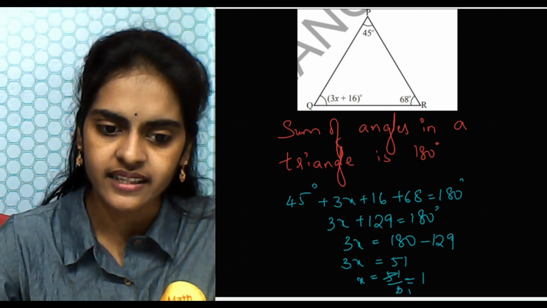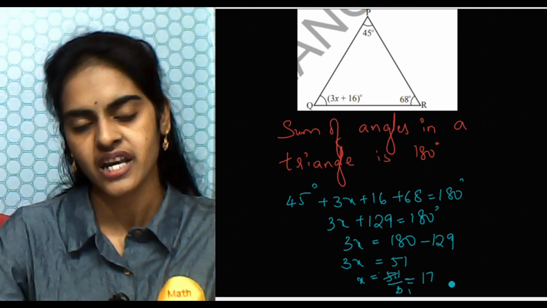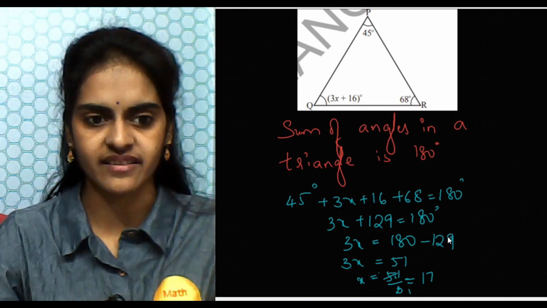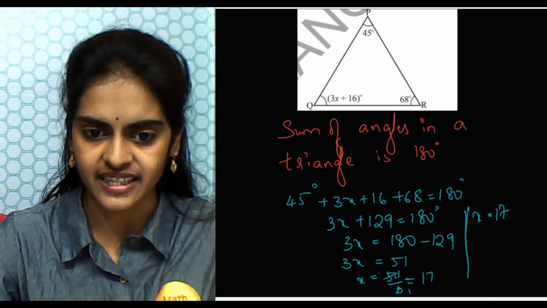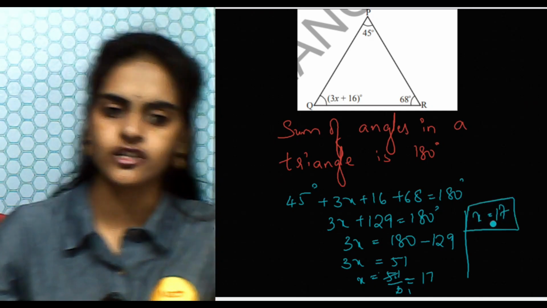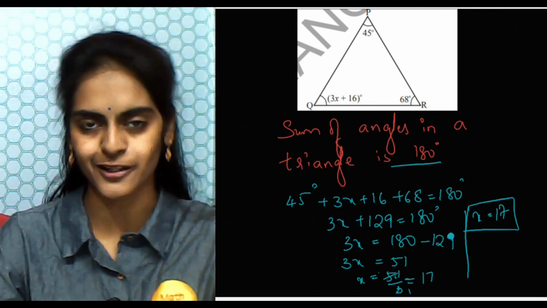Now 51 divided by 3 is what? 3 ones are 3, then 2 is a remainder. Now this is 21, so 3 sevens are 21. So x I got as 17. So the value of x I got is 17. Clear? So simple: the sum of angles in a triangle is 180. With this concept, you can find the value of x.